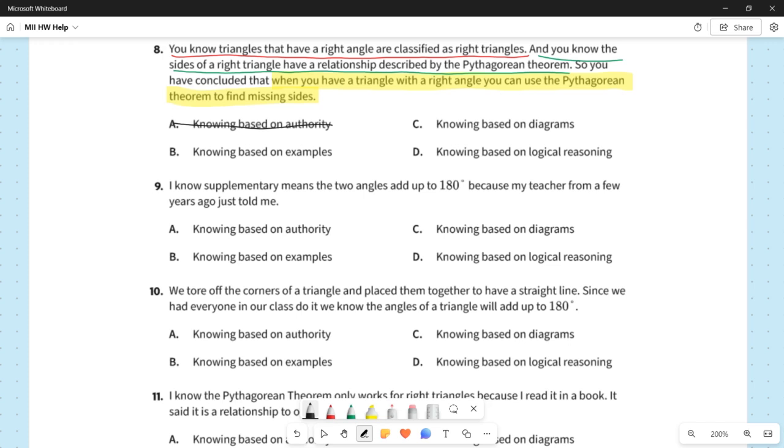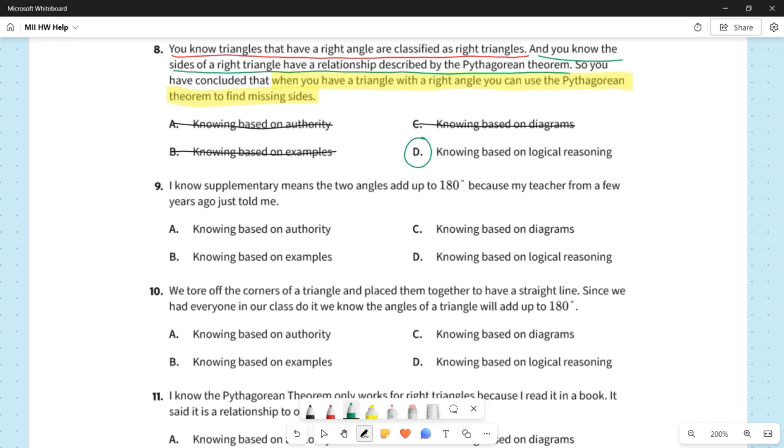However, we are the ones saying, all right, well, if we take those two things, the next logical step here is that when you have a triangle with a right angle, you can use the Pythagorean theorem. So that conclusion is not based on authority. We're not really looking at specific examples here. We're just talking about triangles and angles and the Pythagorean theorem. There's no mention here of a diagram that proves that this is true. And so it turns out for 8, the correct answer is D.